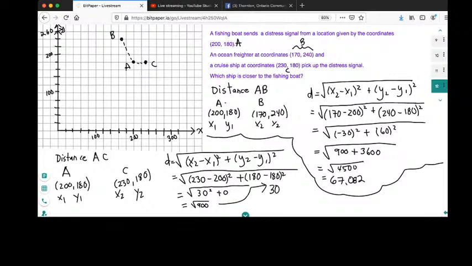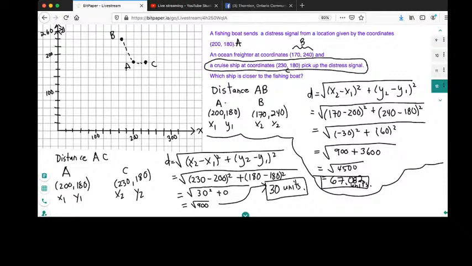So these were just coordinates, so we can assume that we can just call them units. So this is 30 units away, and this one is 67 units away. So that tells us that the cruise ship, this one, is the closer ship to the fishing boat. If this was a word problem on a test, you would write a sentence indicating that, because that's very important.